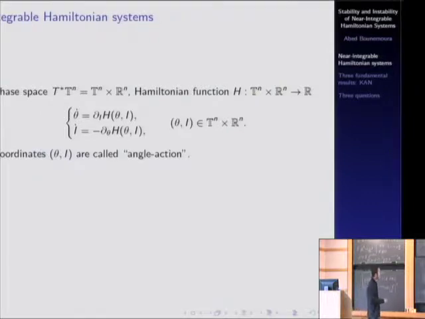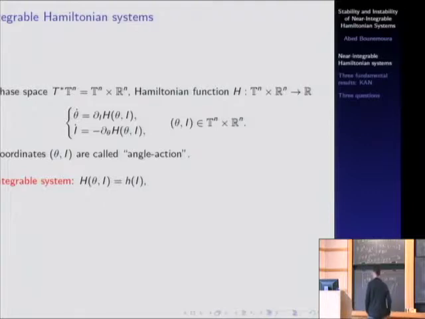So I will give names to these coordinates. I will call them angle-actions, because I'm going to use them after. So theta are going to be the angles, they are on the n-dimensional torus, and I will be called the actions, they will evolve in R^n. So in this simplified setting, what is an integrable system here? An integrable system is a Hamiltonian function which depends only on half of the coordinates, that is, only on the action coordinates.